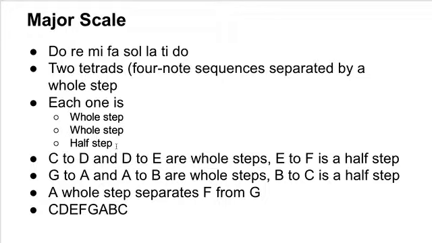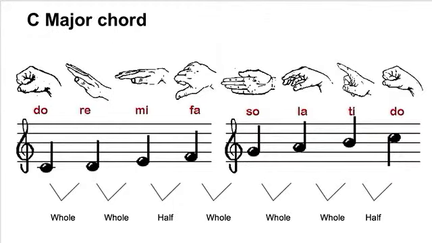So the C major scale, there you go: C, D, E, F, G, A, B, C. There's a half step between E and F and a half step between B and C. If you wanted to memorize the pattern, it's whole step, whole step, half step, whole, whole, whole, half. Looking at that on a sheet of music, this is the C major scale.